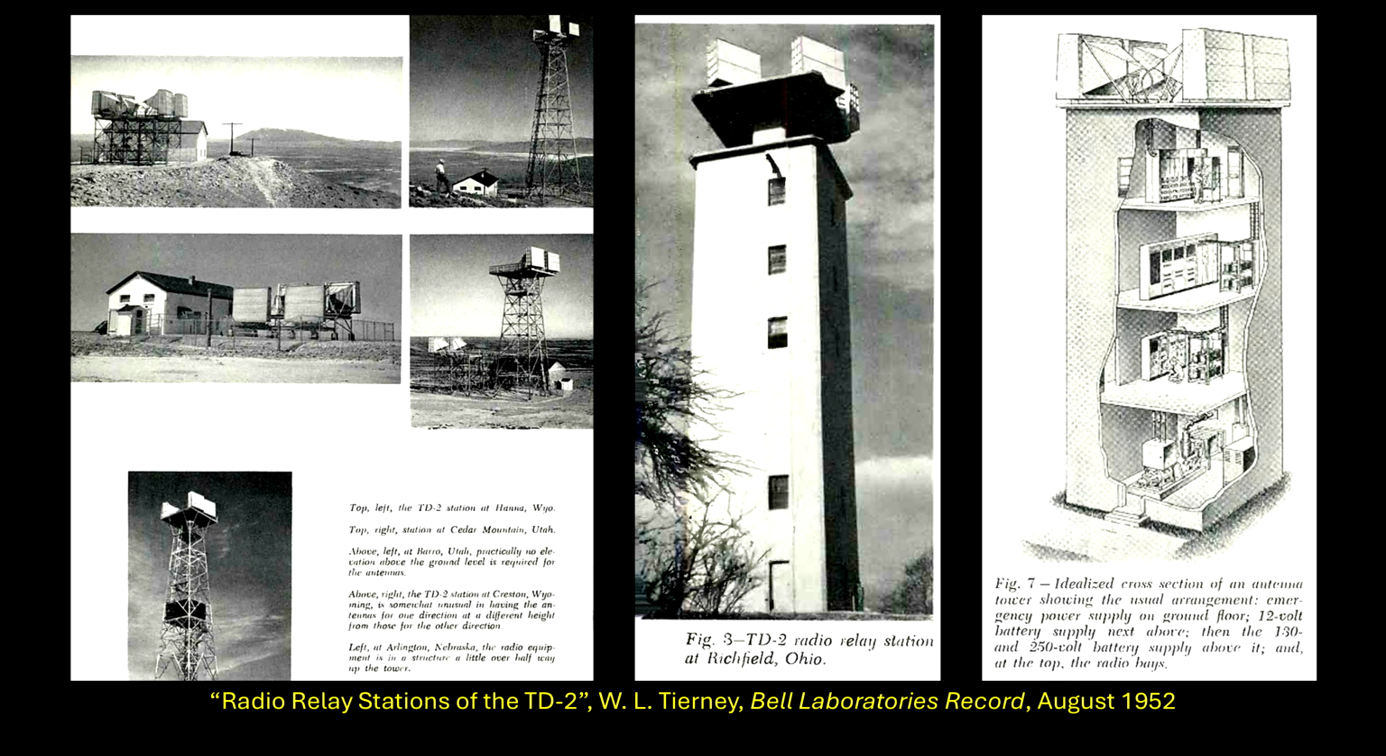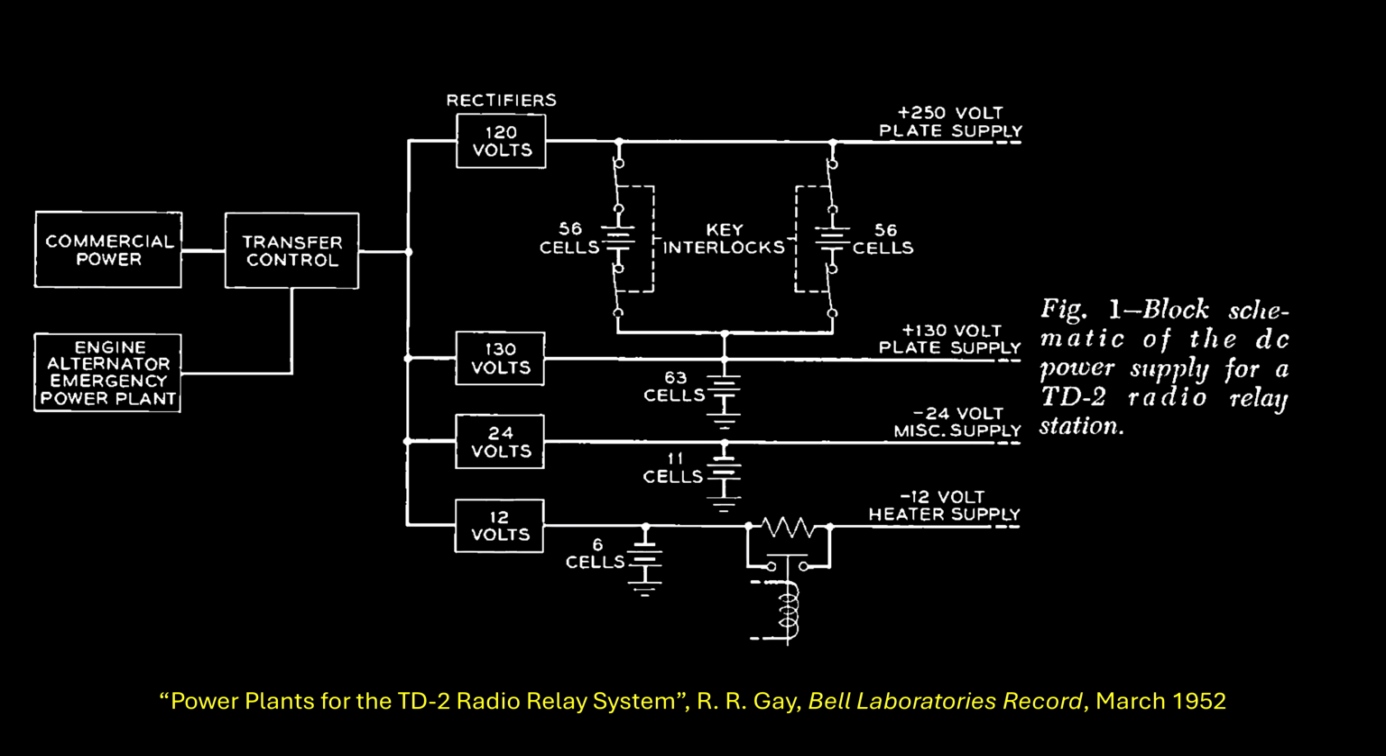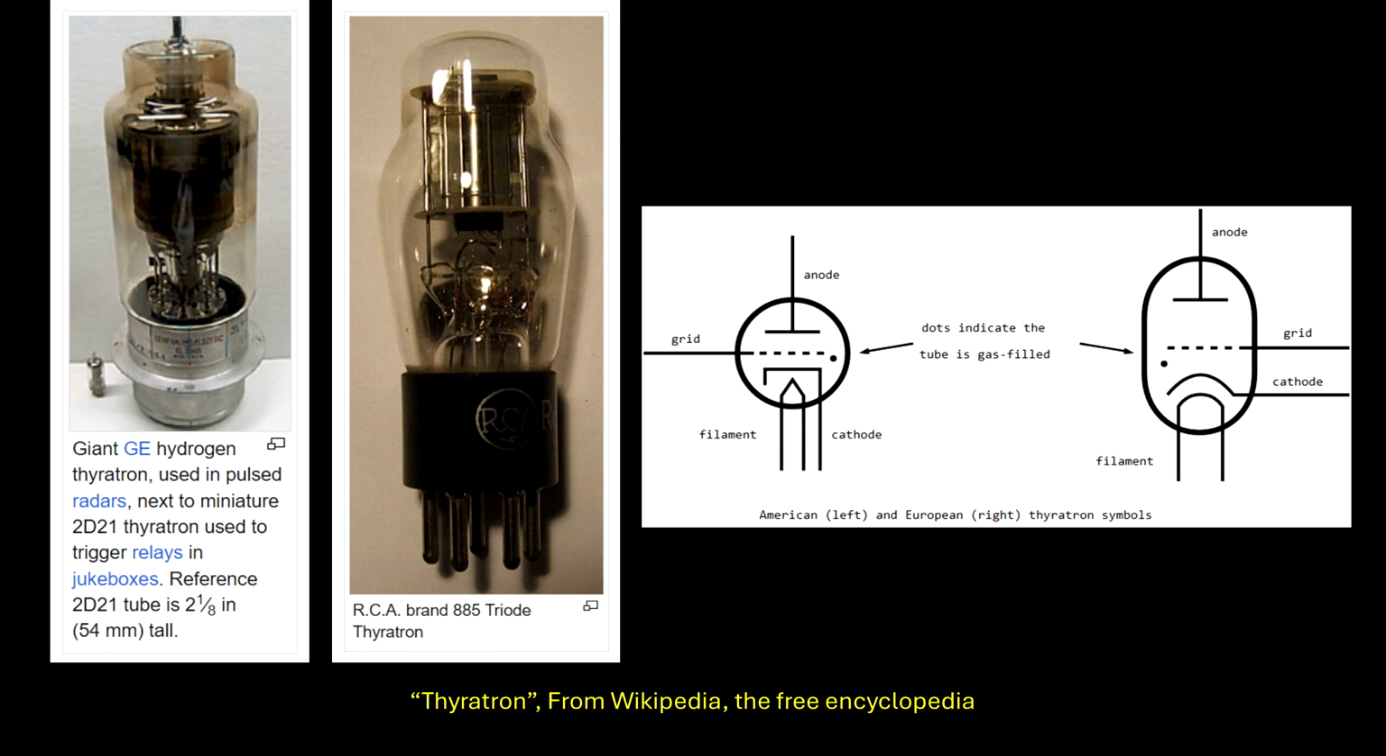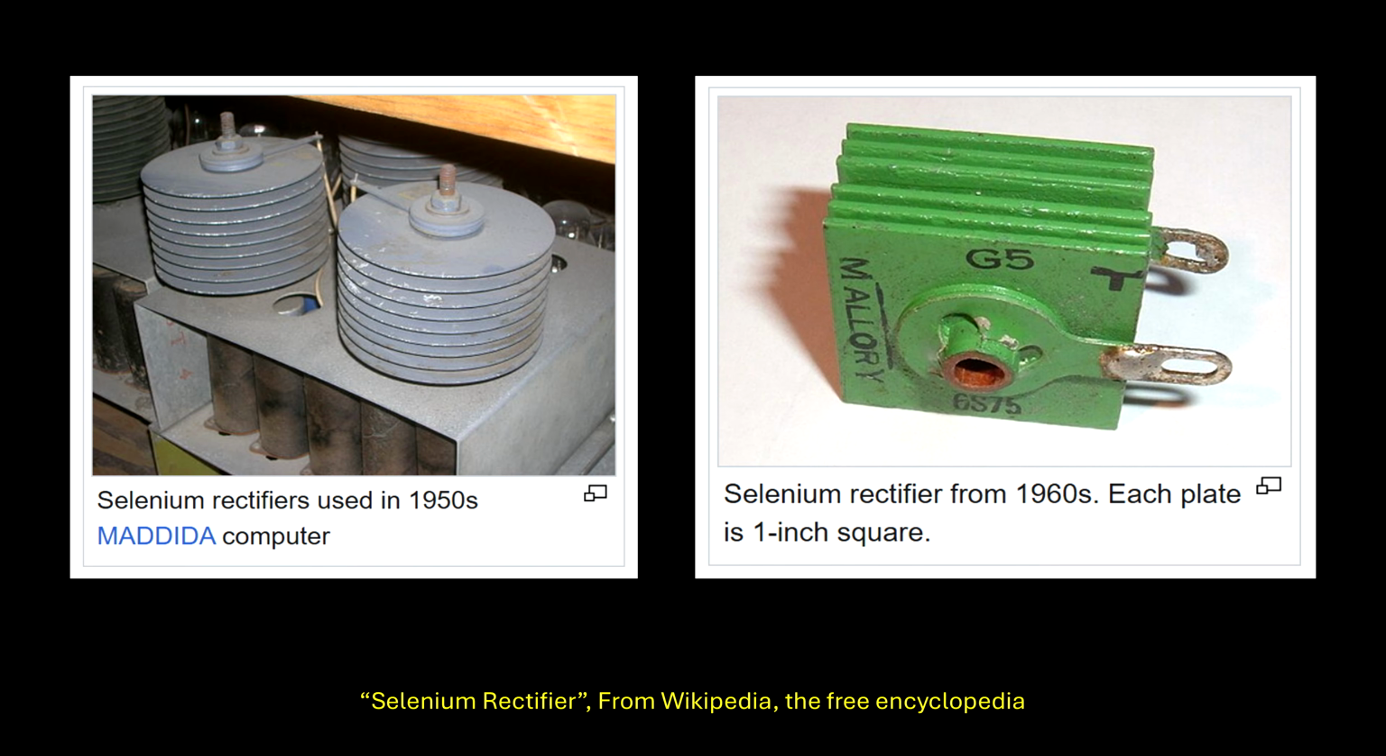Now, let's talk about the power plants of AT&T Long Lines, and specifically their TD2 microwave system. This graphic comes from an article published in the Bell Labs Record in 1952. Since batteries are inherently direct current devices, you needed rectifiers to convert the incoming AC to DC. A fun fact to note is that silicon devices could not handle this amount of power at the time. Thyratron tubes were used for the two higher voltage rectifiers, and selenium rectifiers were used for the two lower voltage ones.